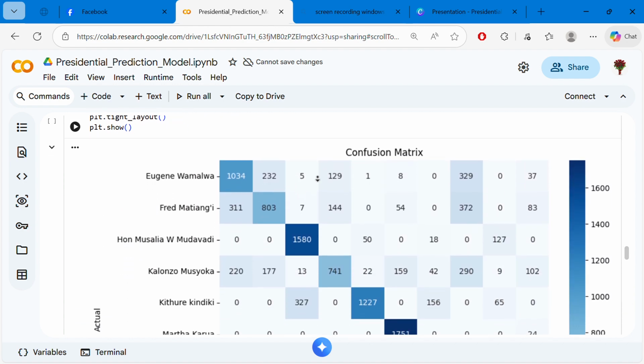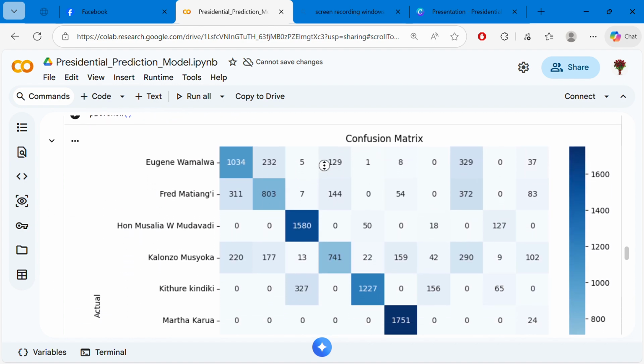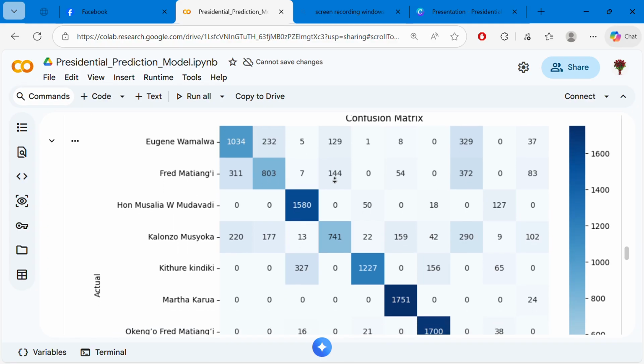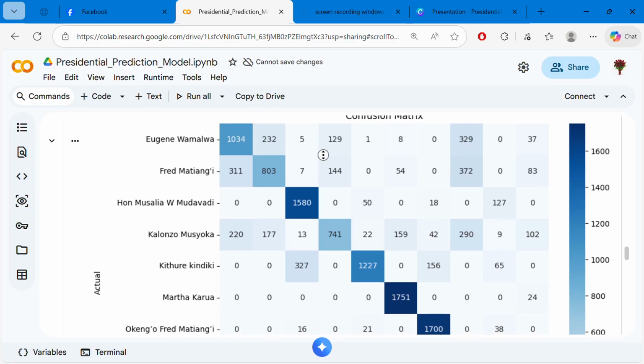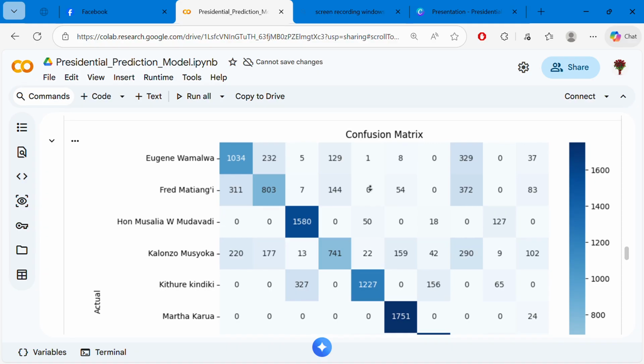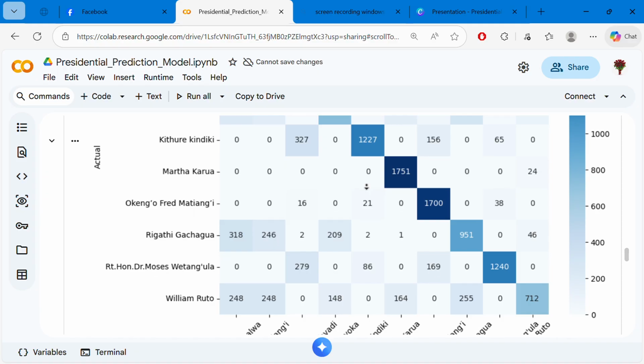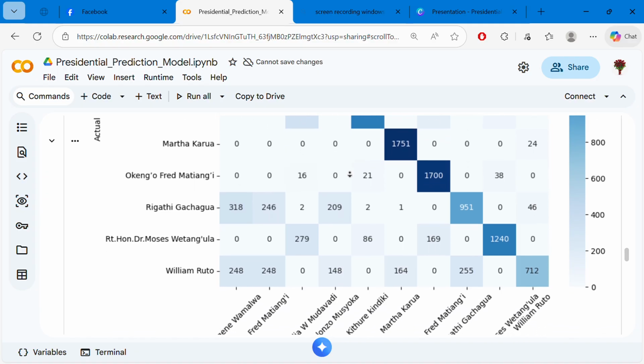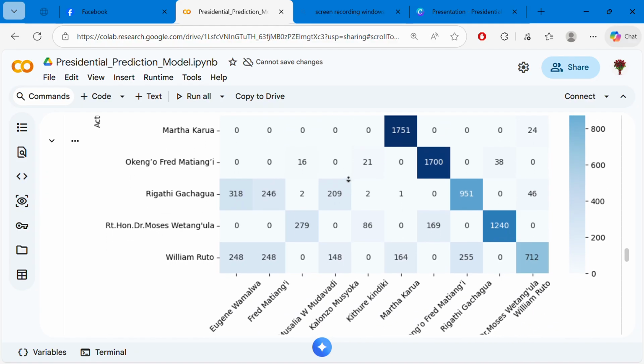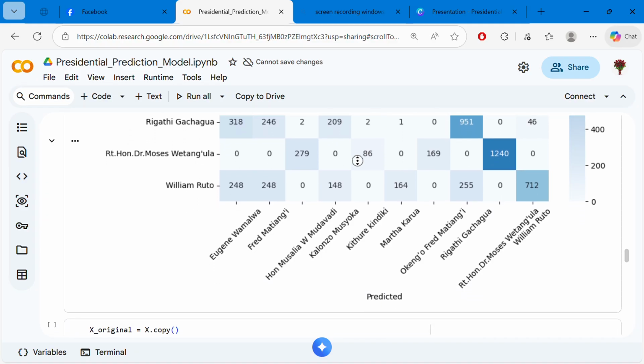We went ahead and created a confusion matrix, whereby we checked the relationship between the actual and predicted candidate, starting with Eugene Wamalwa, Fred Matiang'i, Mudavadi, Musyoka Kalonzo, Kithure Kindiki, Martha Karua, Rigathi Gachagua, Moses Wetangula, and finally William Ruto.